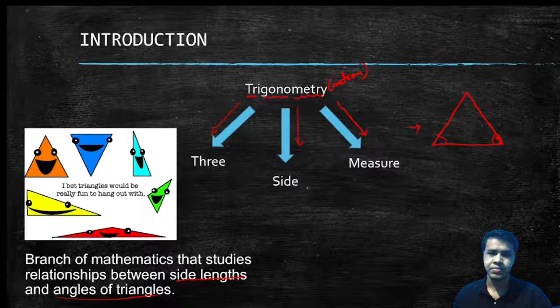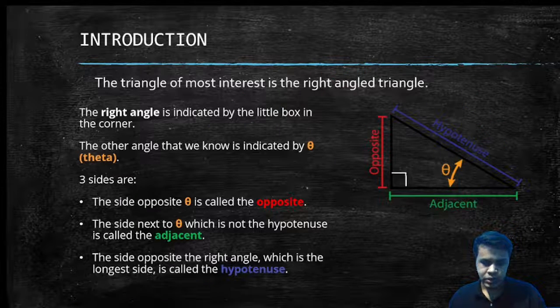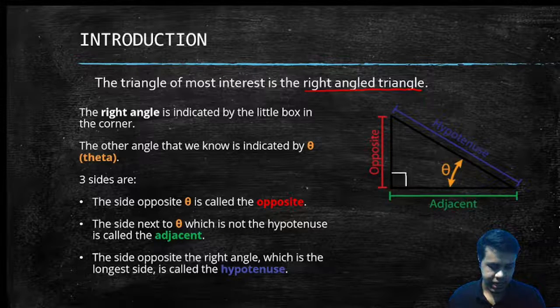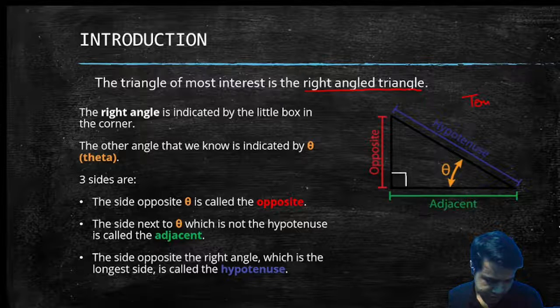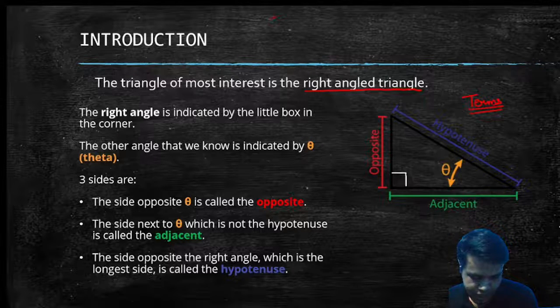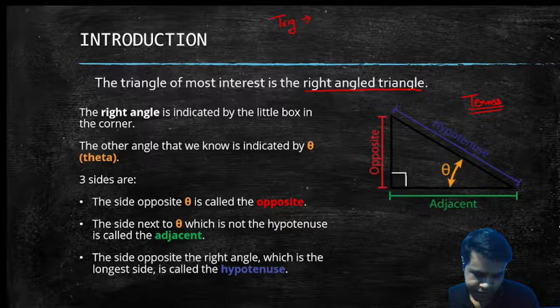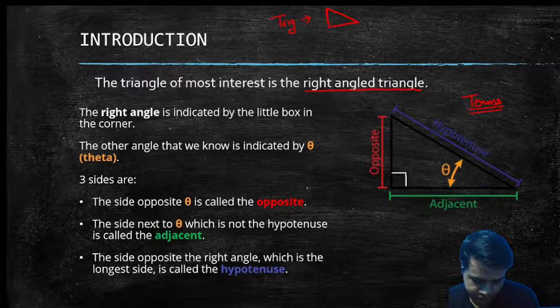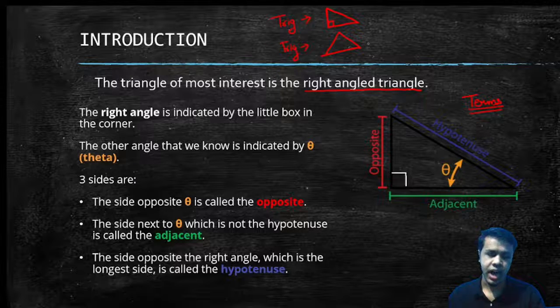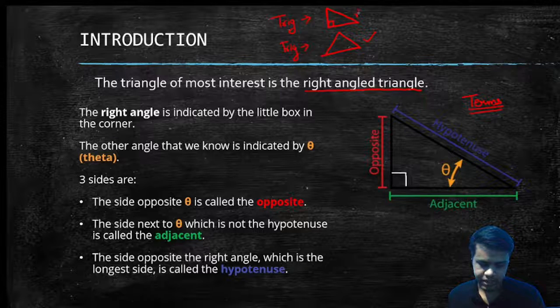Now moving forward. The triangle of most interest is the right angle triangle. Before jumping onto the right angle triangle, we need to familiarize ourselves with the terms related to it. One thing I want you to note is that trigonometry does not necessarily mean that we deal with only right angle triangles. Trigonometry can be used to solve any sort of triangle, but you will learn this in higher grades. For introductory purposes, we introduce it with a right angle triangle.